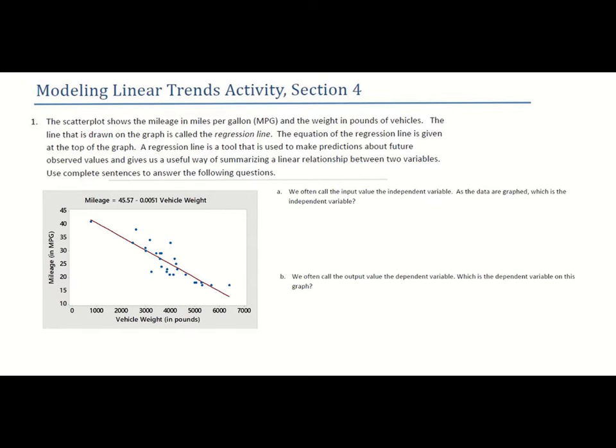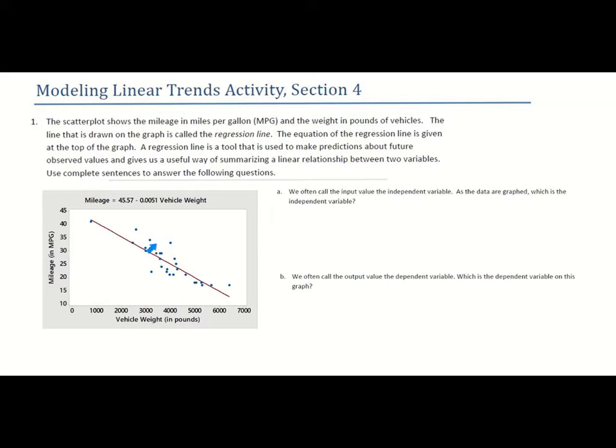Okay, so let's look at another section 4. The scatter plot shows your miles per gallon and the weight in pounds of the vehicles. The line drawn in the graph is the regression line. The equation of the regression line is given on top of the graph. A regression line is a tool that is used to make predictions about the future.